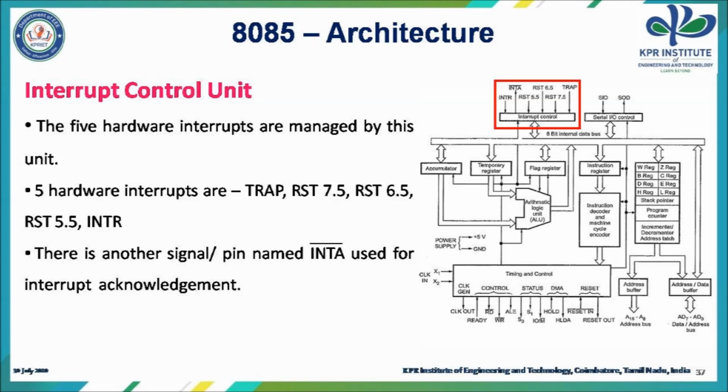The next one is the interrupt control unit of the 8085 processor. This interrupt control unit is used to manage the hardware interrupts of 8085. As we already know, there are 5 hardware interrupts in 8085, namely TRAP, RST 7.5, RST 6.5, RST 5.5 and INTR. These 5 hardware pins are managed by the interrupt control unit. It checks the priority of the interrupts and is also used to send the interrupt acknowledge to the peripheral device.